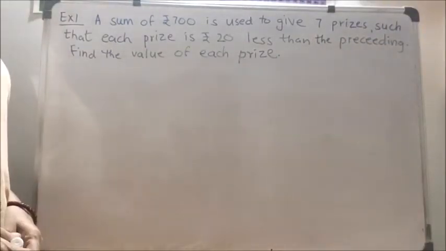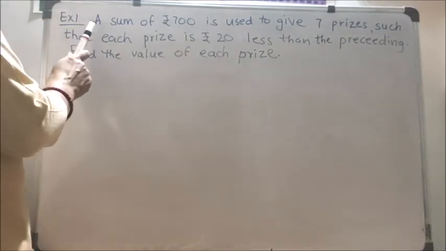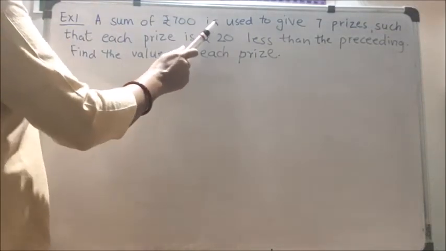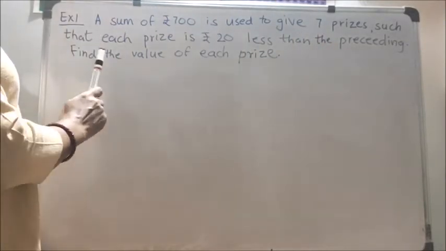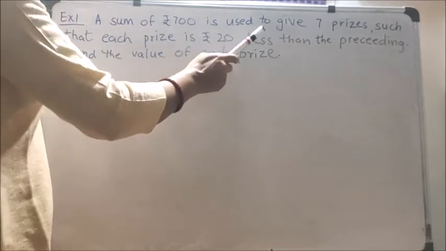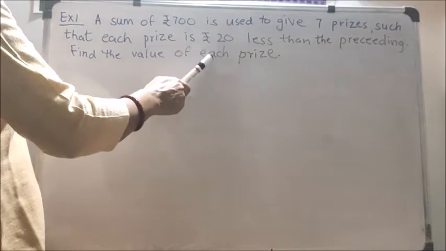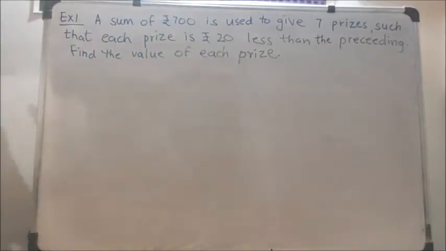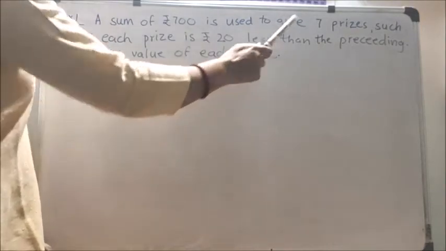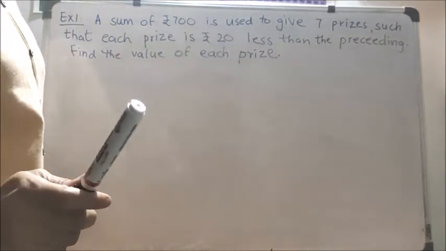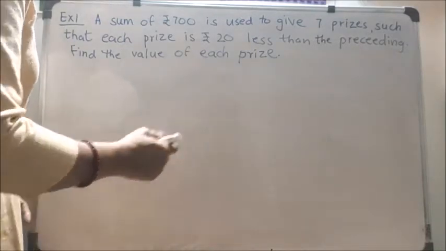Let us understand this formula by an example. Here, a sum of 700 is used to give 7 prizes, such that each prize is rupees 20 less than the preceding. Find the value of each prize. So after you read, what do you understand? What you have to find? The value of each prize. And there are 7 prizes. That means we have to actually find all terms of the AP. And a sum of rupees 700.